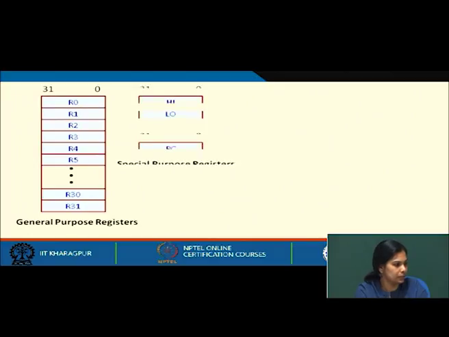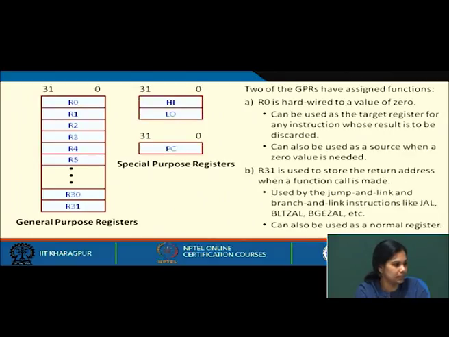Now, these are the general purpose registers, the special purpose registers I have already discussed, and the R0 register is hardwired to the value 0. So, R0 always contains 0 value, and can be used as a target register for any instruction whose result is to be discarded. If you want to discard that result, then you store it in R0 such that it will be discarded, or if you want to add a 0 value to some register, you can use R0. R0 is constant, set to 0.